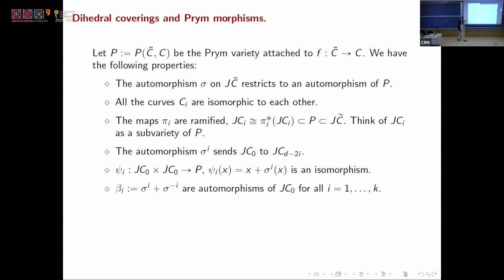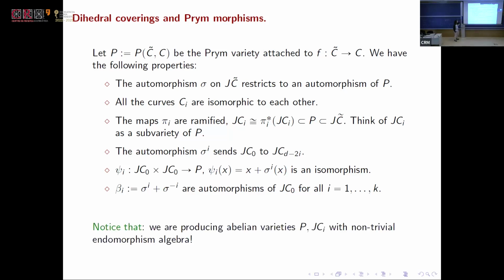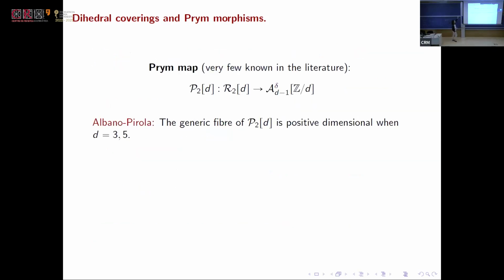Furthermore, all these automorphisms on P actually restrict to automorphisms of this Jacobian. And this is remarkable since we are dealing with abelian varieties whose endomorphism algebra is richer. Usually the endomorphism algebra of an abelian variety is just that. Here we are dealing with something which is richer. So it's interesting. And so the final map is the Prym map attached to this particular kind of coverings.